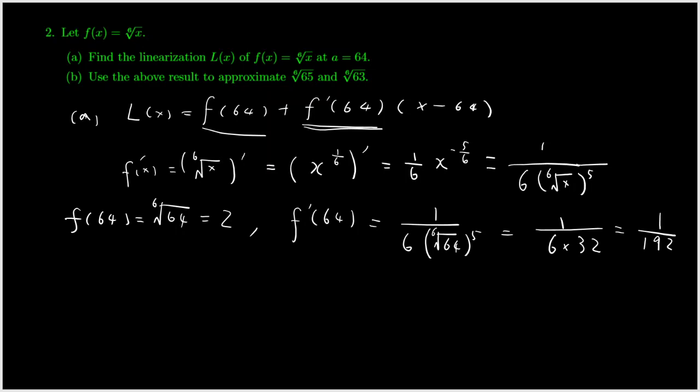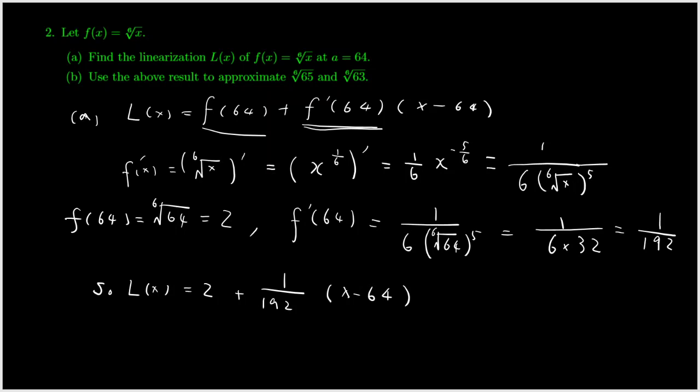Okay, so now we have all the numbers we need in order to get the linear function. So we have the linearization of the function, L of x is equal to 2 plus 1 over 192 times x minus a, x minus 64. So we're at question A, right?